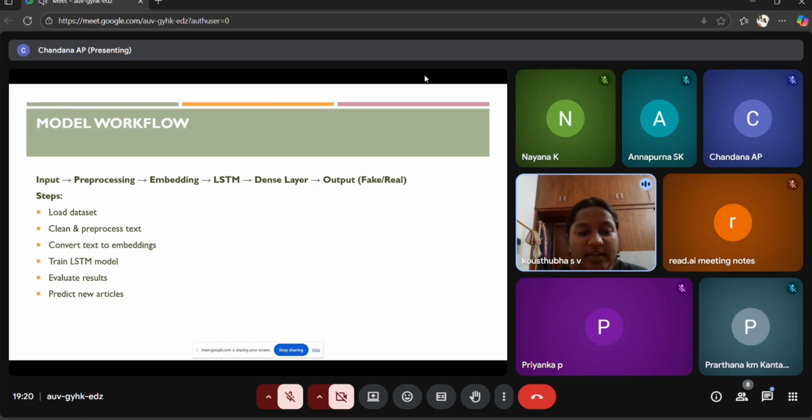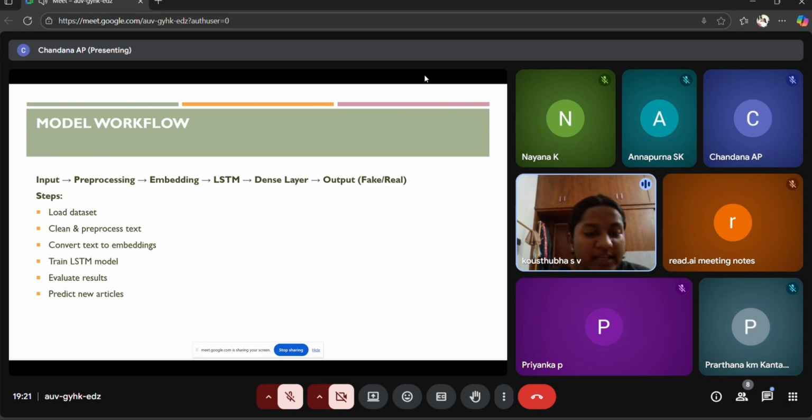Once the model is trained, we move on to the evaluation phase where we test its performance using metrics such as accuracy and F1 score to ensure balanced performance on both fake and real classes. Finally, the trained model is used for prediction. It can analyze a new article and classify it as either fake or real.